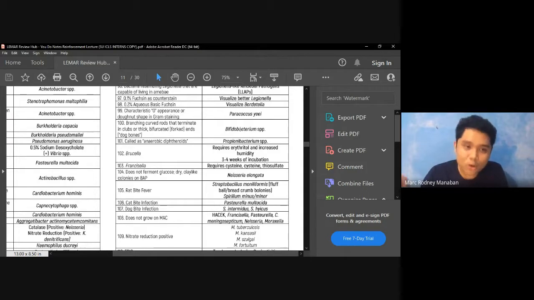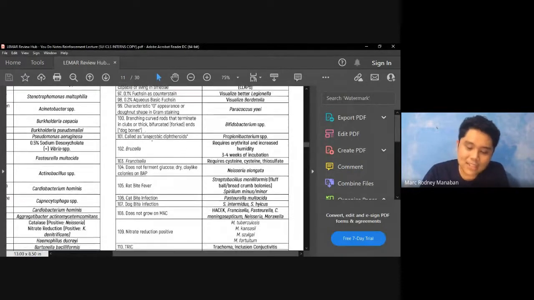No? I drew this dog bone, but the shape came out wrong. Okay. Anyway, that's in the past. Anyway, dog bone appearance: Bifidobacterium. Next, anaerobic diphtheroids, this is characteristic of Propionibacterium species.